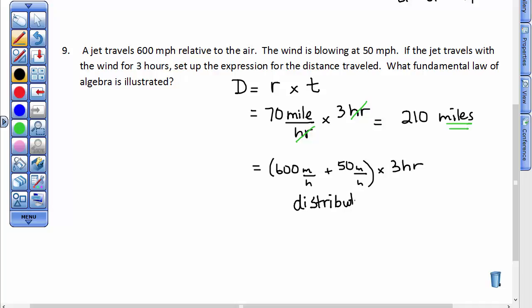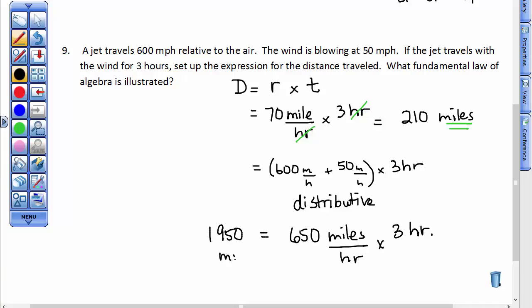In reality, though, less any other friction, I would say that the plane was traveling at 650 miles per hour. I'm doing what's in the parentheses for 3 hours, and I believe that's a distance of 1,950 miles. Okay.